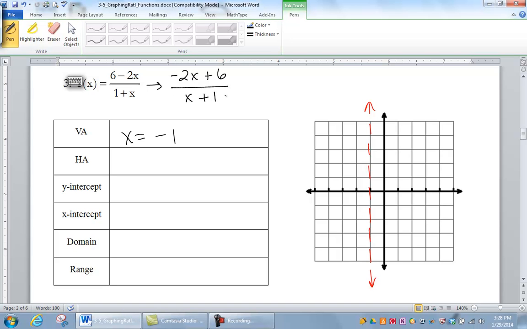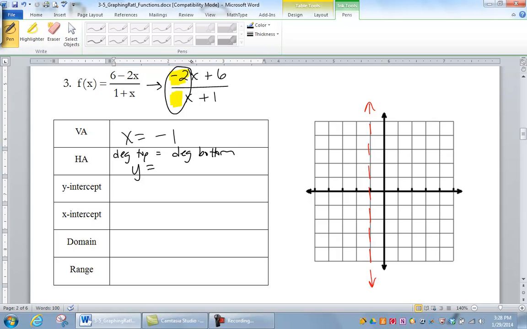They mean the same thing, but it's important to remember that those lead coefficients are negative 2 and 1. So since the degree on the top equals the degree on the bottom, it's y equals the lead coefficients, which is just negative 2 over 1, which is negative 2. That's option number 2 on the front sheet that we talked about.